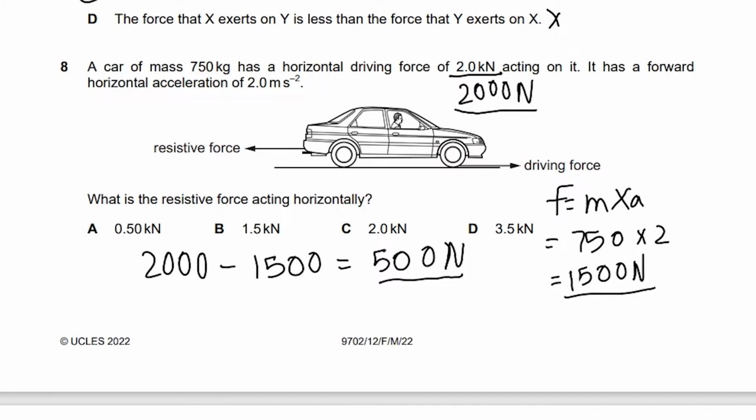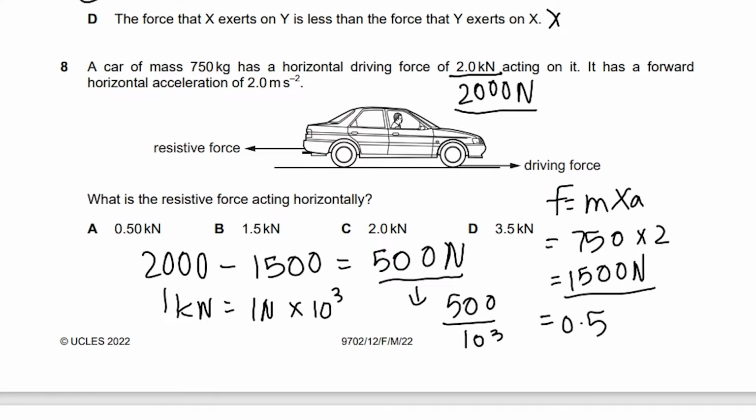Okay. Now, since our options are all in kilonewtons, we have to convert our answer into kilonewtons. Now, 1 kilonewton is equal to 1 Newton multiplied by 10 raised to the power 3. So we can divide 500 by 10 raised to the power 3 and the answer we get is 0.5 kilonewton, and the answer is option A.